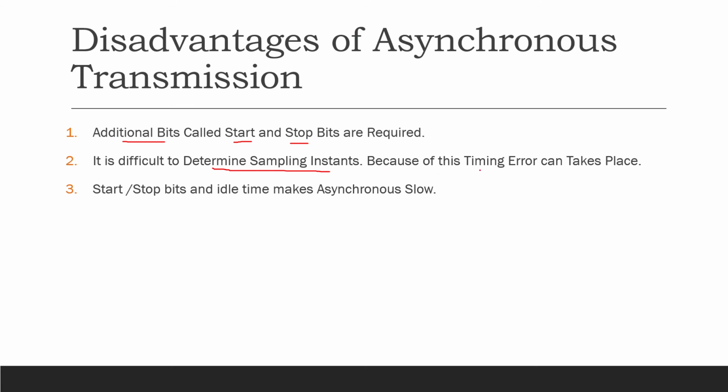And because of this, timing error occurs. As per the third statement, start and stop bits and the idle time make asynchronous transmission slow. Because of the start time, stop time, and the idle time, serial transmission becomes slow. It is not fast.